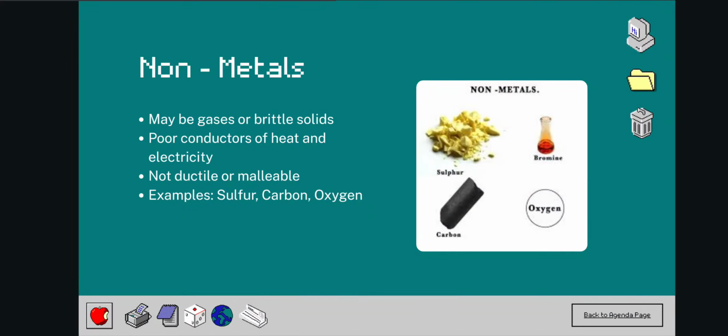Next, about non-metals. They may be gases or brittle solids. They are poor conductors of heat and electricity. They are not ductile or malleable. Examples: sulfur, carbon, and oxygen.